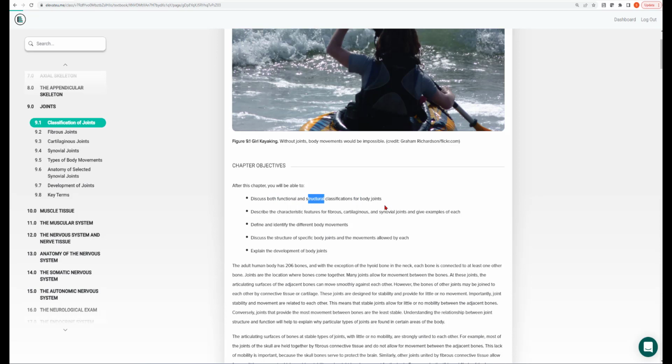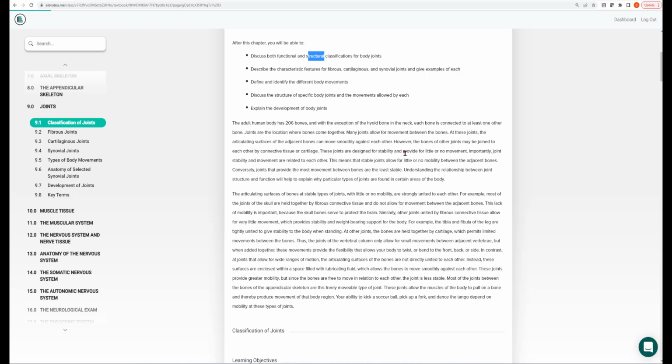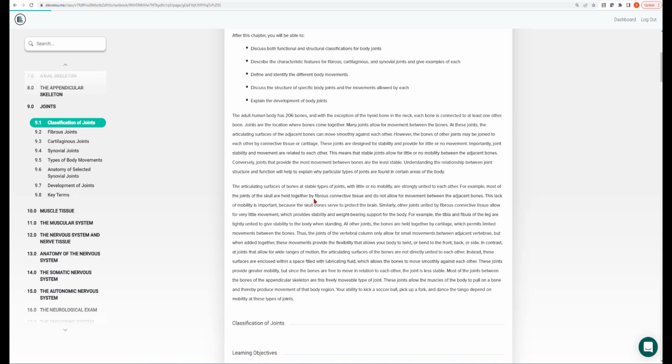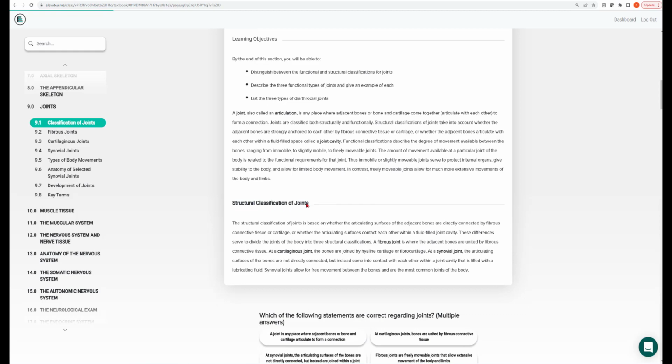So let's take a look at this. Read through this introduction, it gives you a good sense of what joints are. Again, simply the articulation surfaces of bones that allow little to no movement or significantly more movement. So let's start by taking a look at structural classifications of joints.